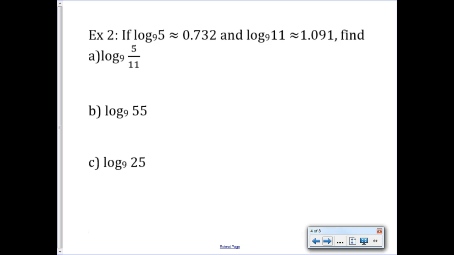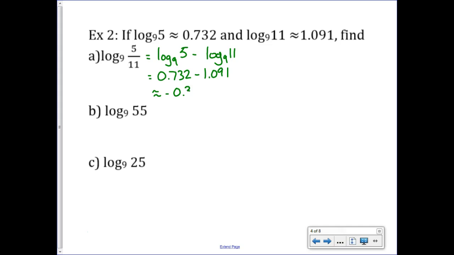So for this first one, since I have that division sign there, I know that I can separate these out using subtraction. And I notice then once I've done that, I have those things that can be approximated. So I have 0.732 minus 1.091. So that would be about negative 0.359.